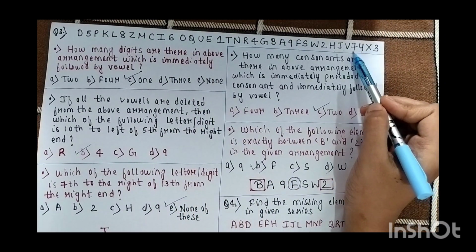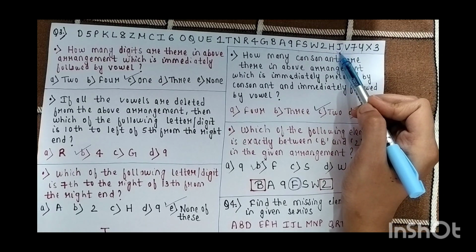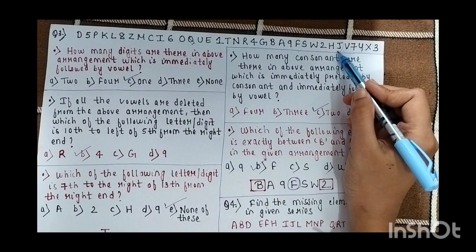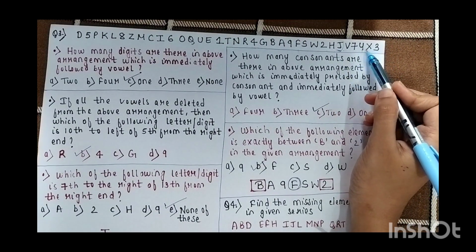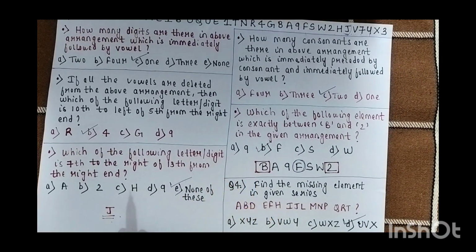1, 2, 3, 4, 5, 6. So at 6 we have J. Okay, 13 minus 7 will be 6. And sixth position is J from the right end. 1, 2, 3, 4, 5, 6. So J is the correct option. Okay, J is the answer, but in the options you are not getting J, so none of this is the correct option. Okay.